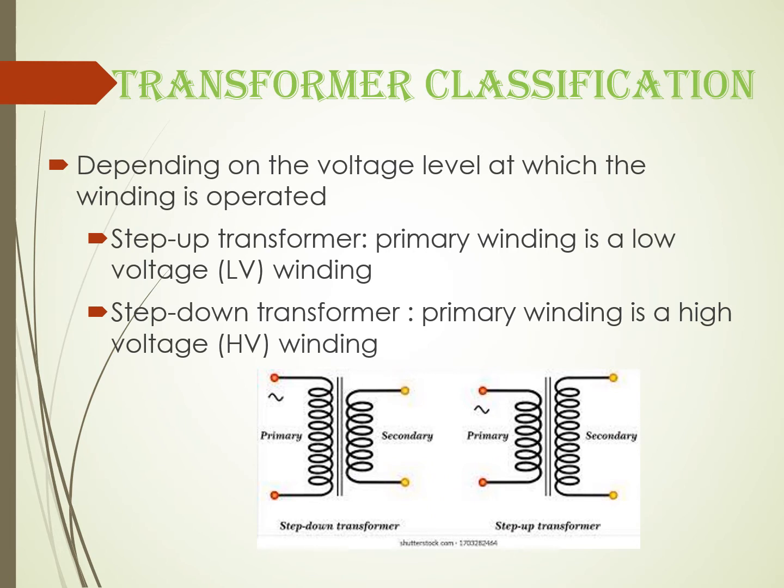Now we can see that transformer is classified depending upon the winding and the voltage level at which the winding is operated. So in case of step-up transformer, just now we have seen the number of turns of primary coil is less as compared to number of turns in secondary coil. So here in this case, primary winding is a low voltage winding, whereas in step-down transformer, primary winding is a high voltage winding.